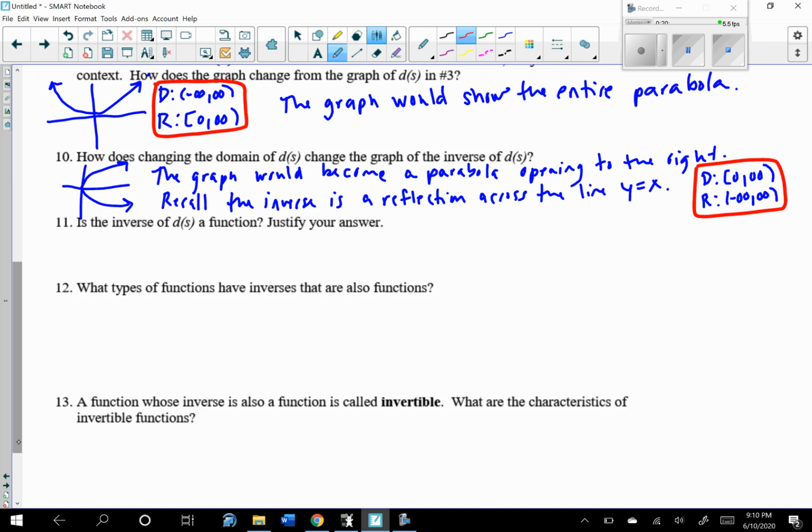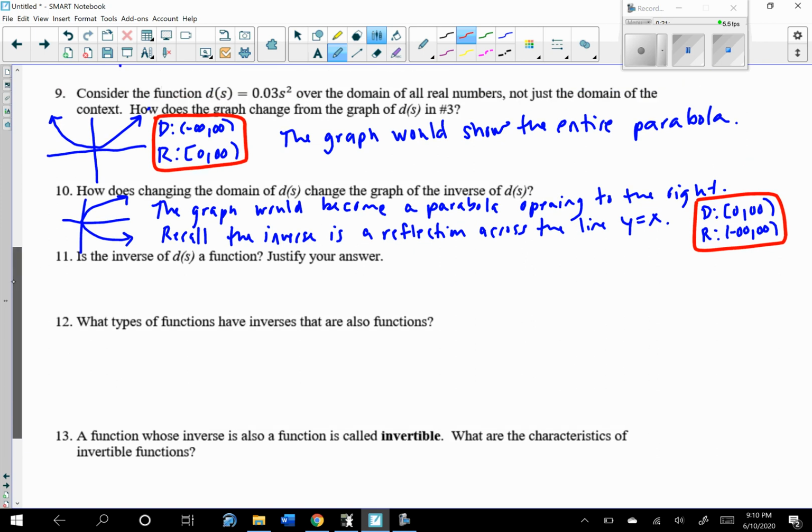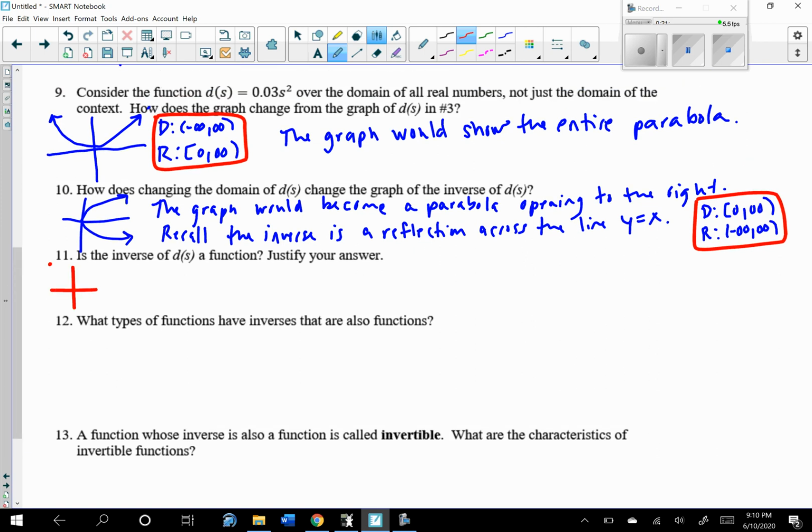Question 11 says, is the inverse of d of s a function? Justify your answer. So for d of s, that was question number 9. Just to graph it again, remember that when we want to find out if the inverse of the function is a function, we use the horizontal line test. If I take a horizontal line and move it up and down on this graph, notice that it hits in more than just one spot. Therefore, it does not pass the horizontal line test.